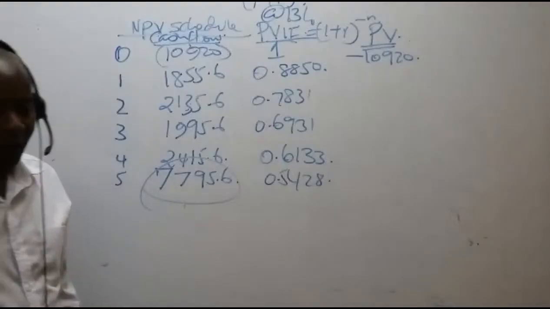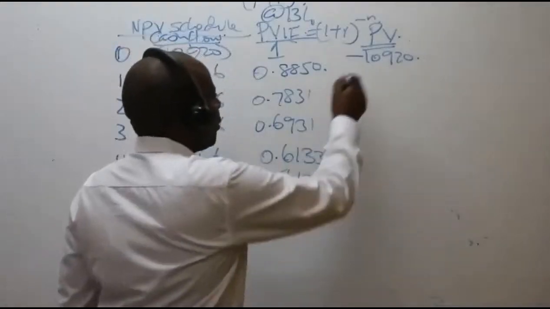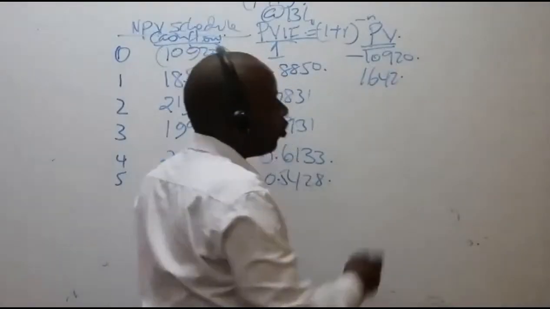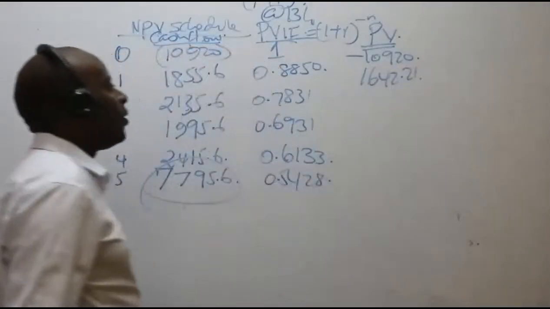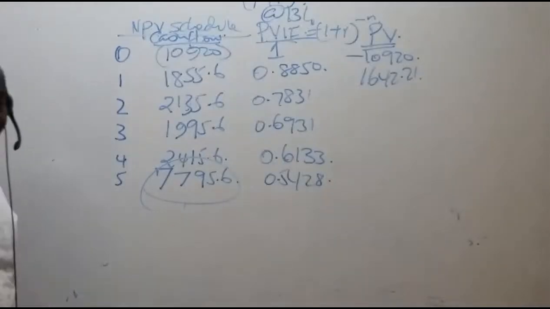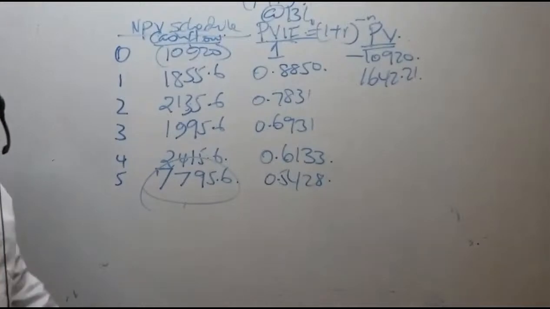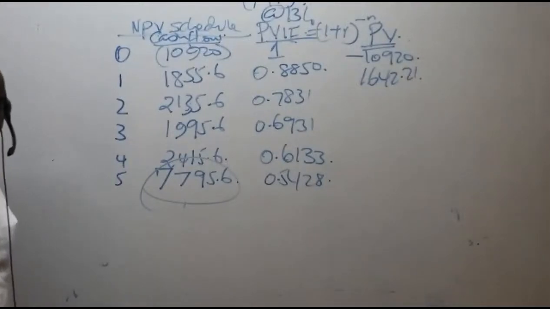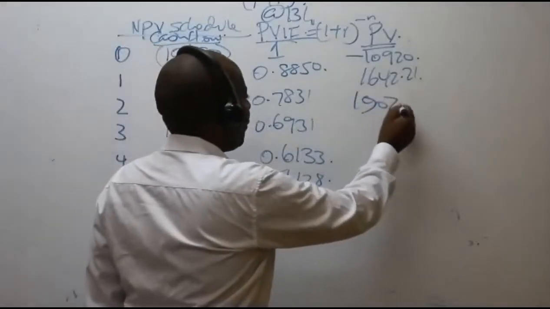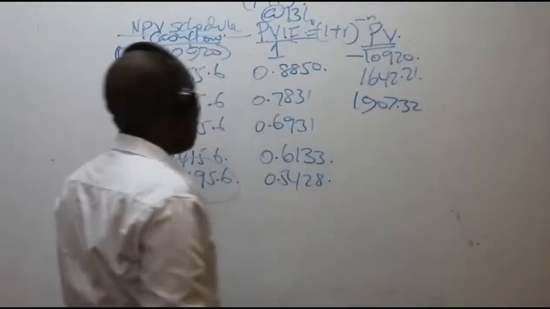So I'm being given a figure of 1642.21. Thank you. Please go to the third figure. What do we have in the third figure? 1907.32. Go to the fourth figure.